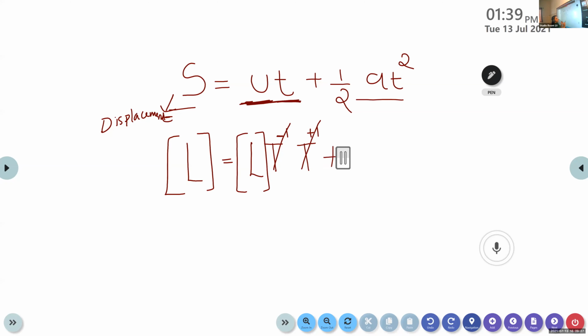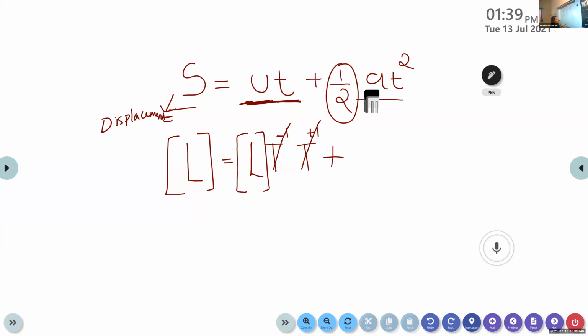Now we can move to the second term of the equation, that is half a t square. Here half is a number. Since it is a number, it is a constant, and there is no dimension for a constant. So we don't need to bother about the number half. Then what is left? Acceleration and the time square.